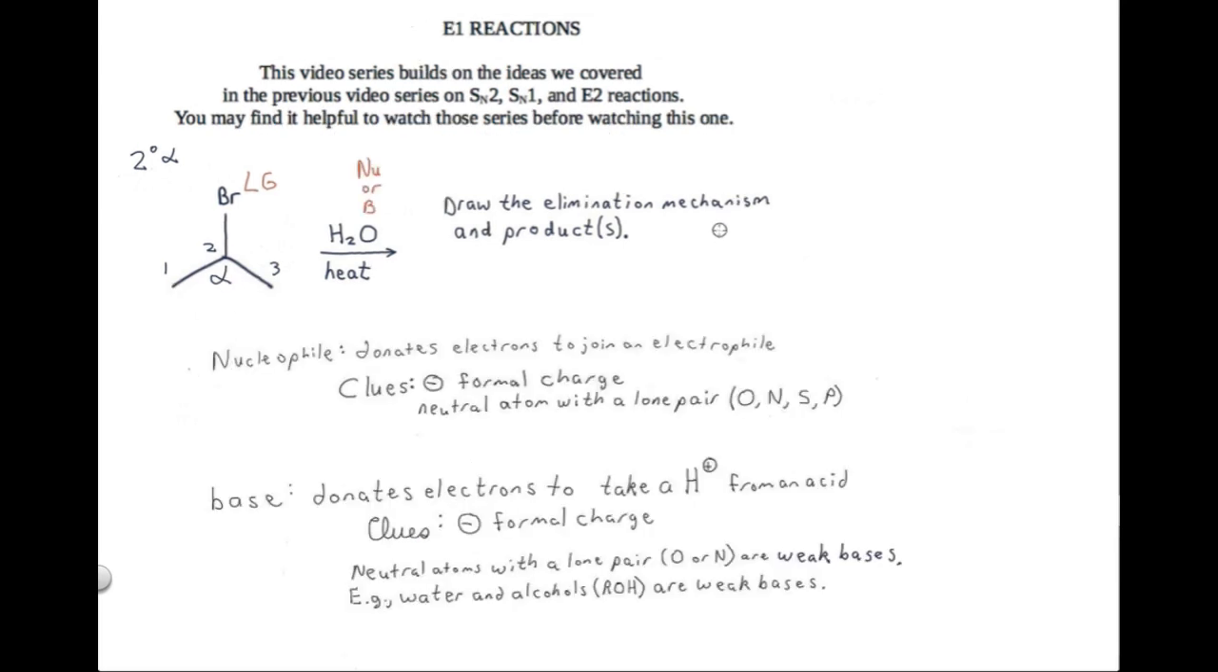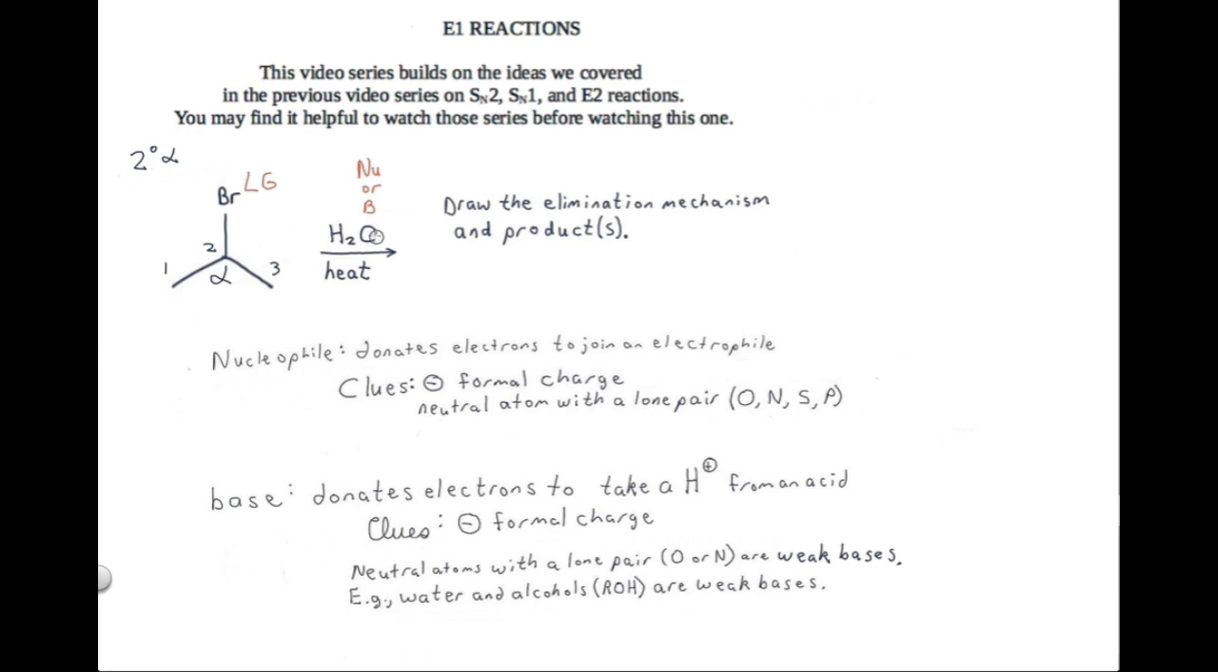Next, we look for an atom to play the role of nucleophile or base. Nucleophiles and bases are both electron donors. So the best clue for a nucleophile or a base would be a negative formal charge. But we don't see any negative formal charges in our starting materials. So instead, we're going to identify the neutral oxygen in the water as a nucleophile or a base. Because of its lone pair, a neutral oxygen can play the role of nucleophile or base. The lone pair on the neutral oxygen makes it want to donate electrons.